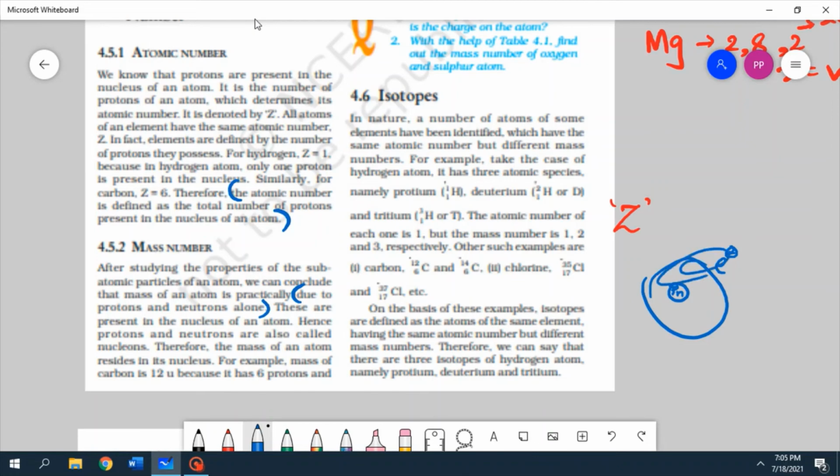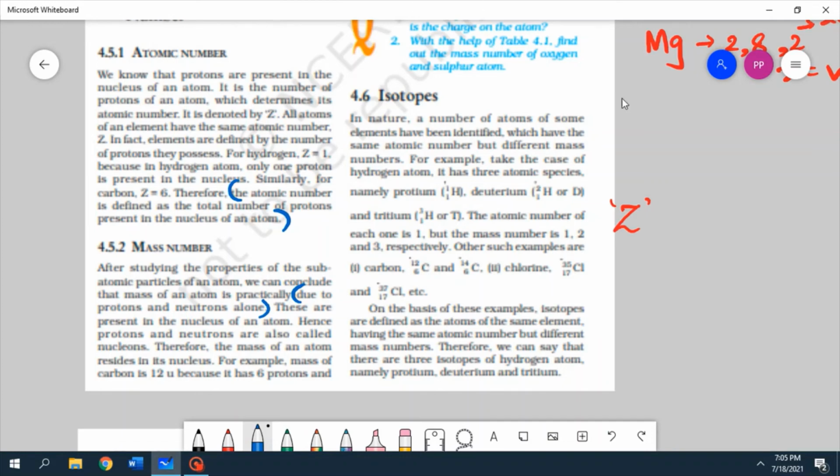Since electrons have negligible mass, they don't account for most of the mass of an atom, right? So that's why protons and neutrons constitute most of the mass of an atom. That's why they say the mass of an atom resides in its nucleus.